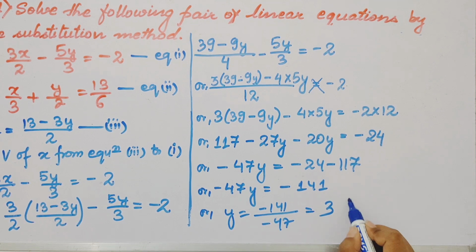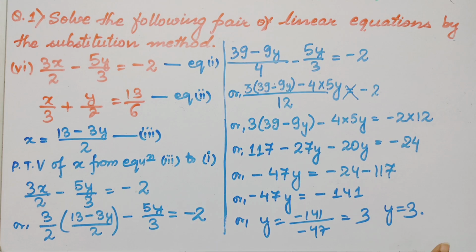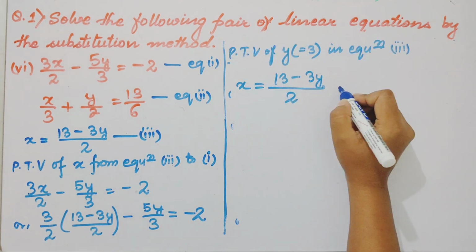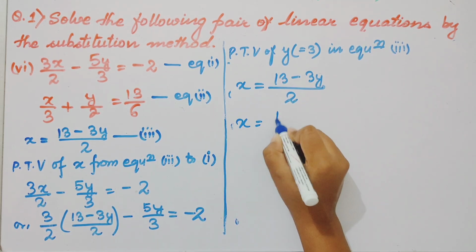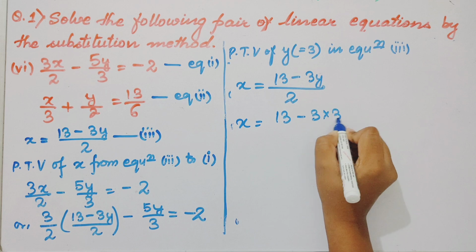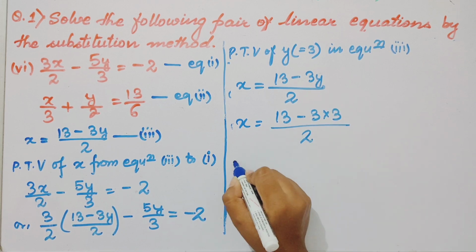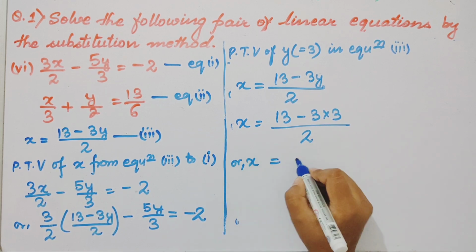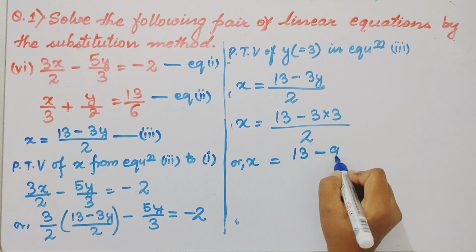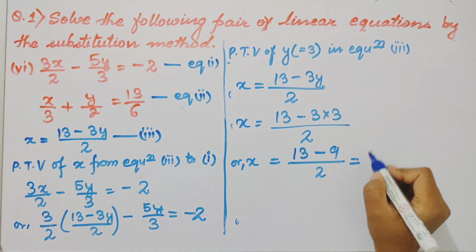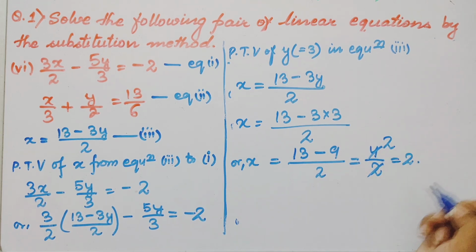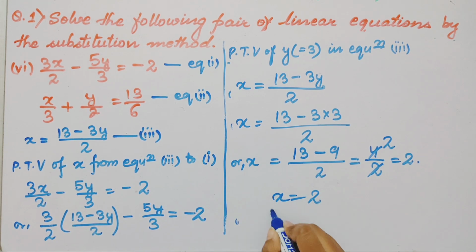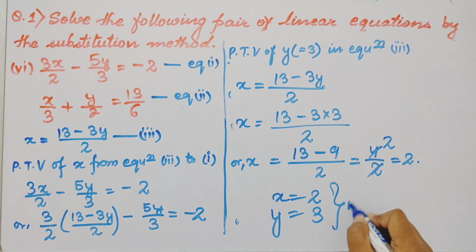So we got the value of y is 3. Now we will put this value of y in equation 3 to find the value of x. Equation 3 is x equals 13 minus 3y by 2. We have the value of y as 3, so x equals 13 minus 3 into 3, that is 9, by 2. Now we have 4 by 2, which is 2. So we got x equals 2, y equals 3, which is the answer.